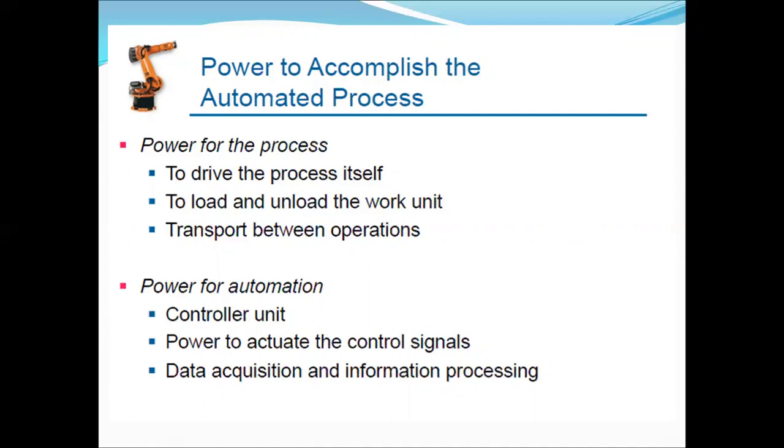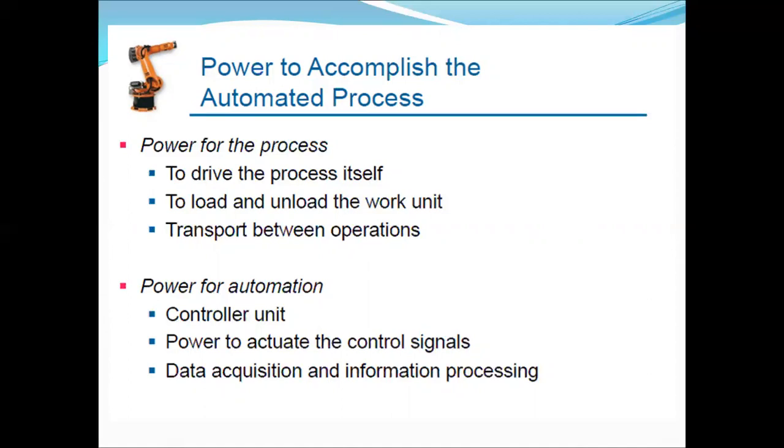The next is to load and unload the work unit. This can be done with the help of industrial robots, where the robots are also run with the help of electricity or power, mainly the pick and place robot, where we can load and unload the work on the machines.